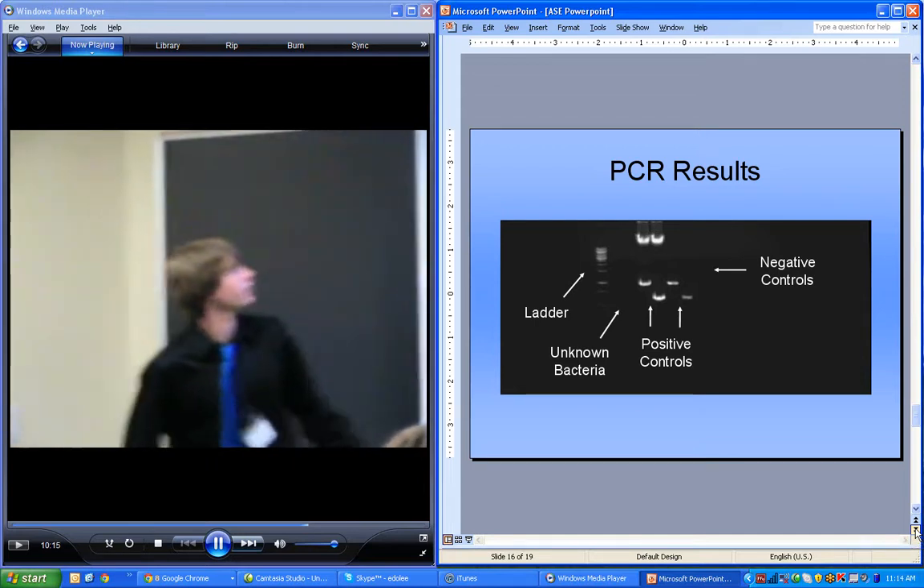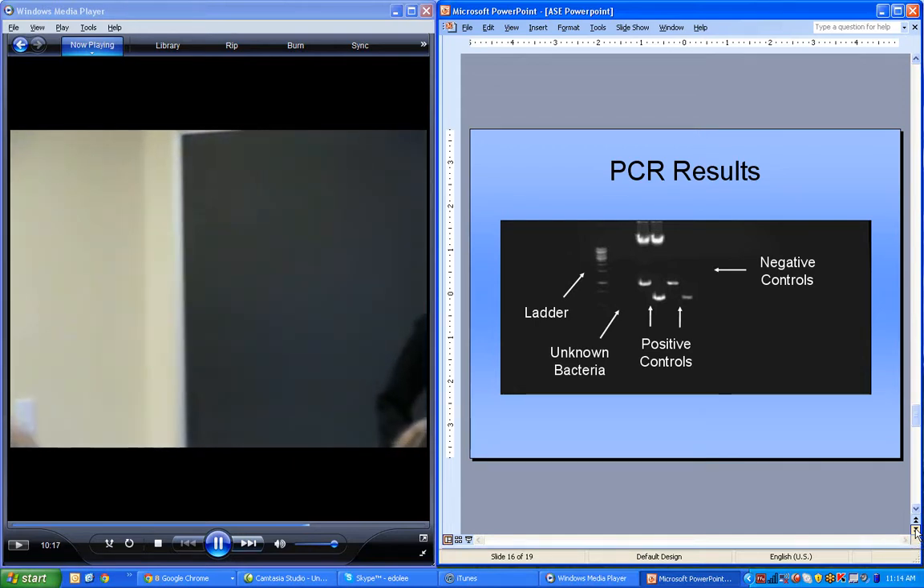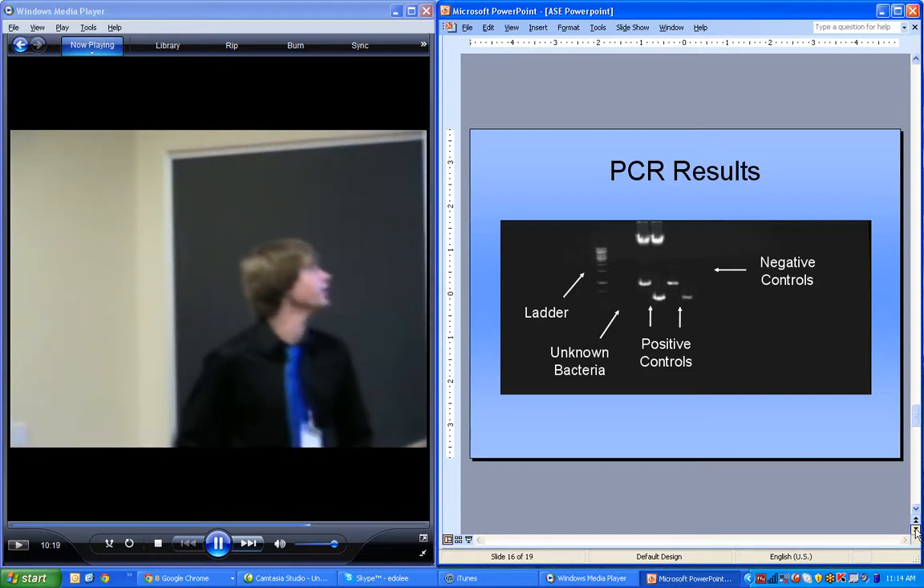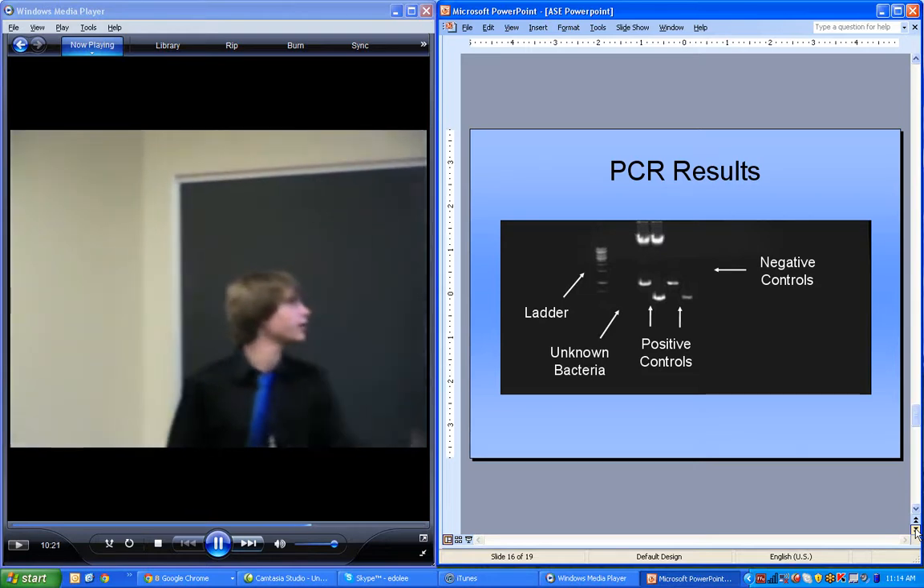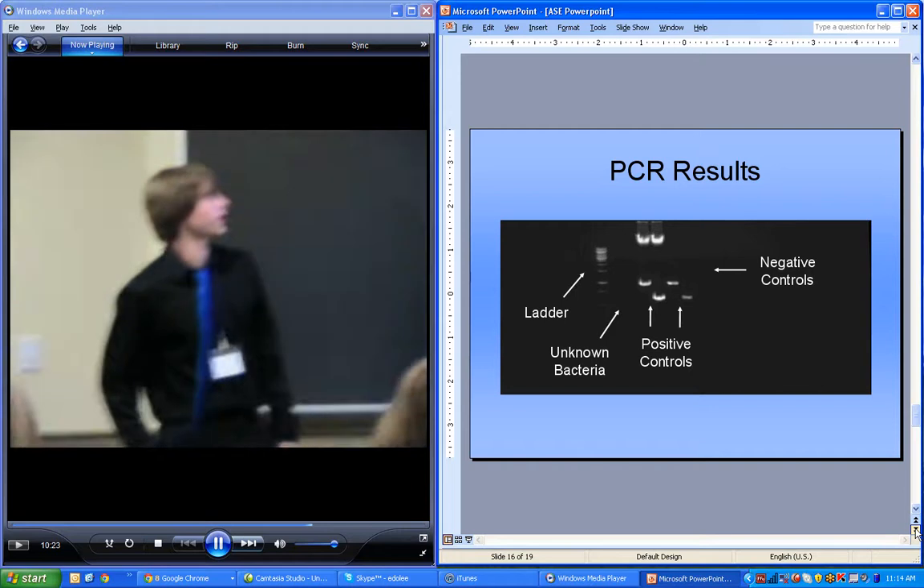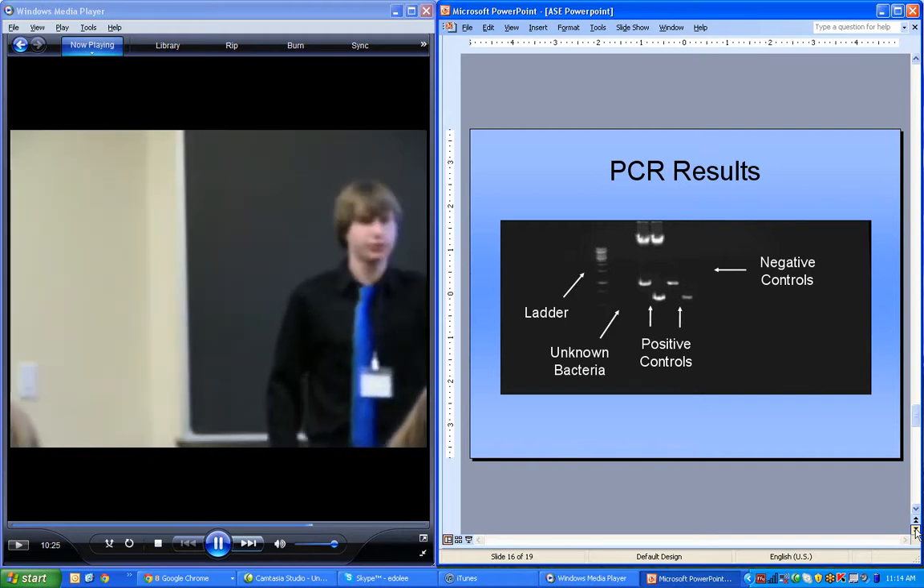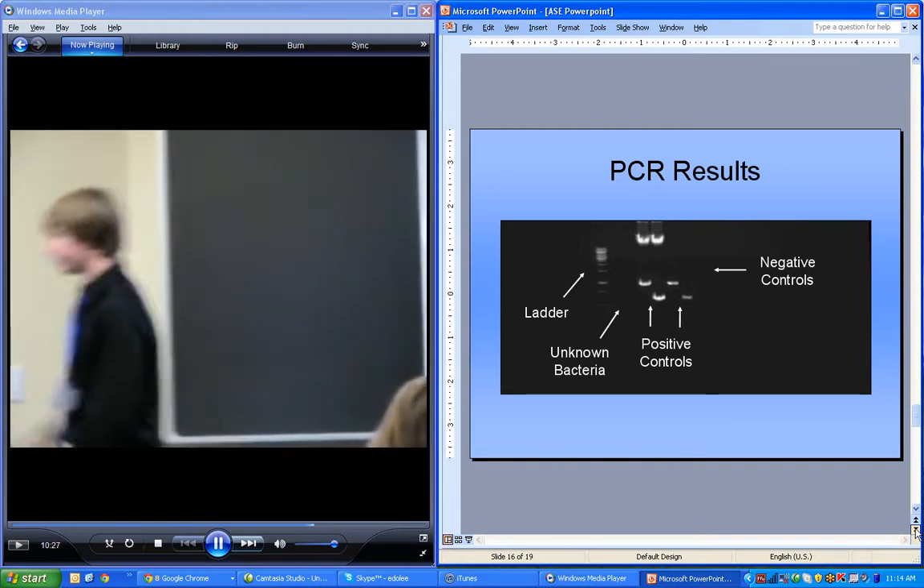I think the top is genus-specific or species-specific, I'm not entirely sure. And here's the ladder to show the number of base pairs and where they're supposed to be at. And the unknown bacteria didn't show up, which means they were not Pseudomonas aeruginosa.